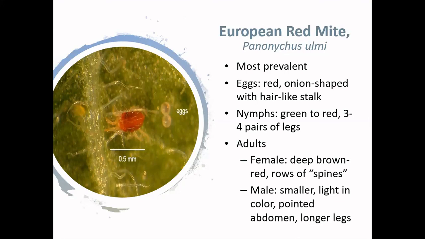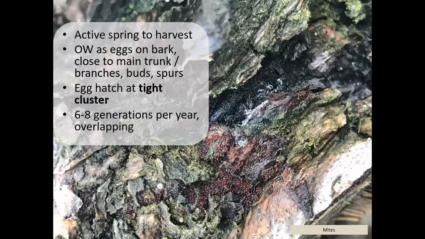European red mite is the most prevalent of the two mite species, and the name fits it well. The nymphs and adults are both a distinct red color that can be quite easy to see under the use of a hand lens. The eggs can be laid on the bark of the tree, as you can see here, with this obvious red color when they are viable. And activity begins in the spring. Activity of the adults and nymphs can continue all the way up until harvest.